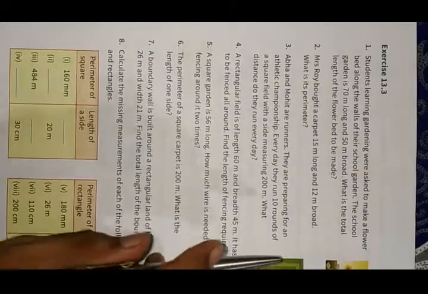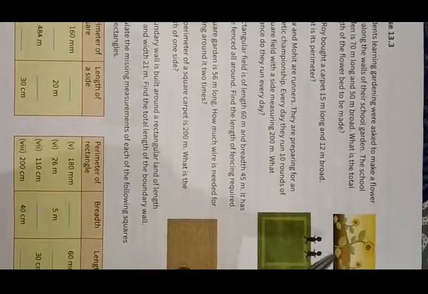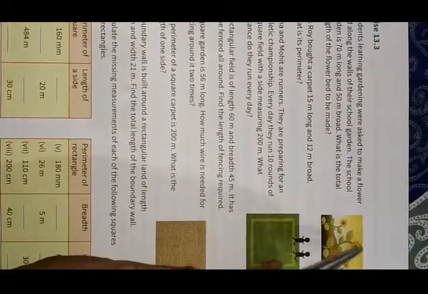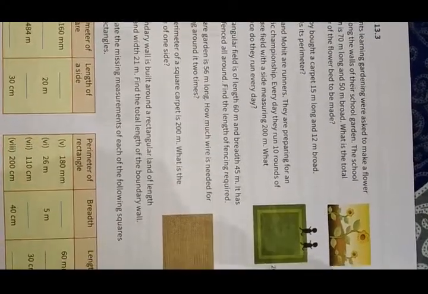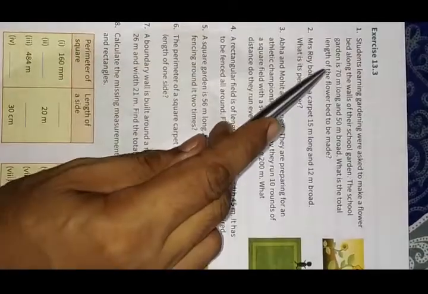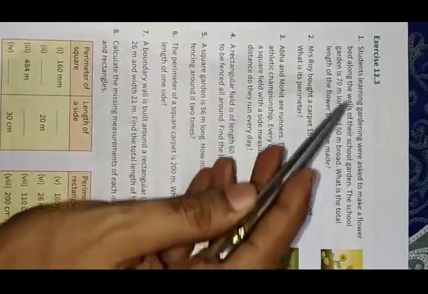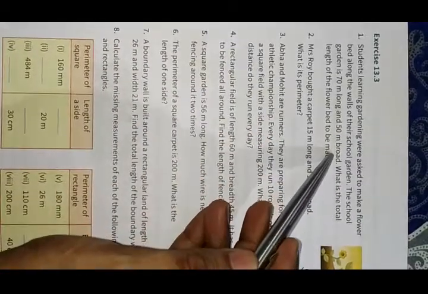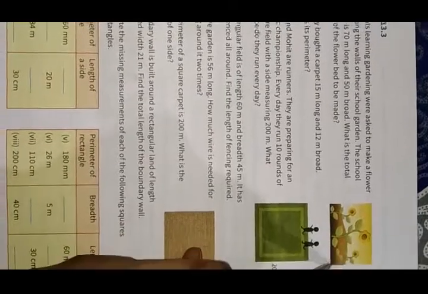Students were asked to make a flower bed along the walls of their school garden. Suppose this is a school garden and they have to make a flower bed along the walls. The garden is 70 meter long and 50 meter broad. This is a rectangle because its length and breadth are given. So the garden is in rectangle shape and we have to make a flower bed along the walls, means we have to cover its boundary, so we have to find its perimeter.